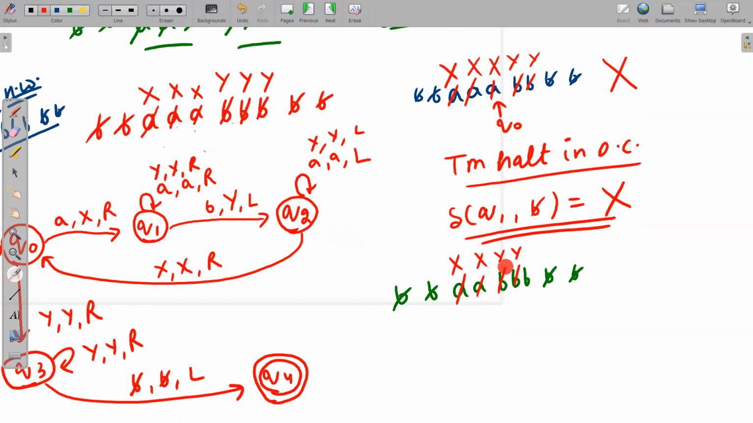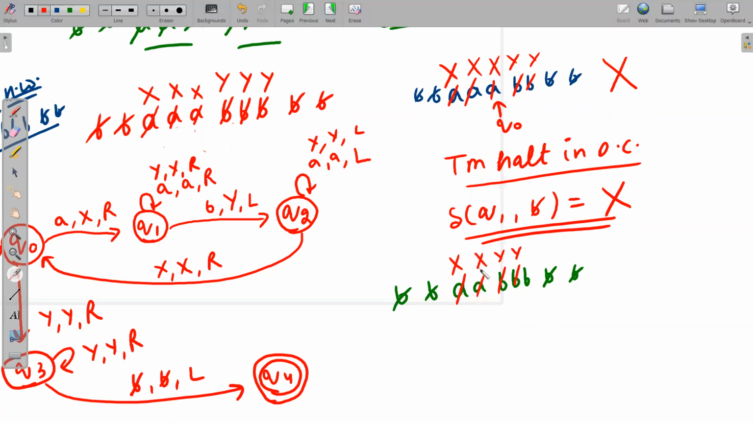It will move to the right and the state will be Q naught. Now Q naught has read the Y. Q naught having read the Y means what? Indirectly, all the A's are now converted to X. That means the number of A's is over now. Or directly or indirectly, we can say that the Turing machine has read all the A's by now.